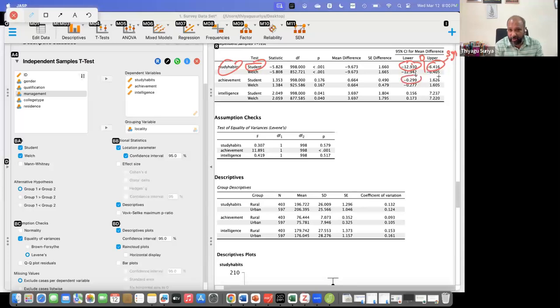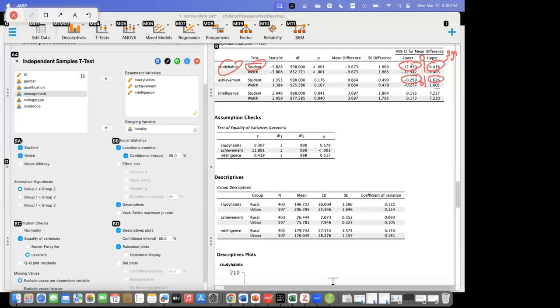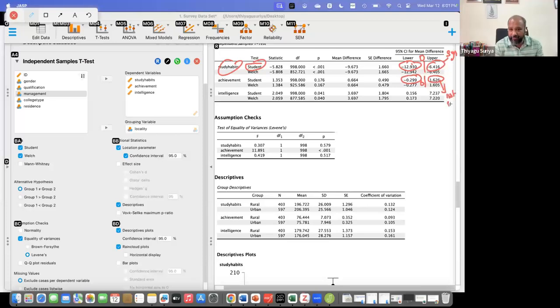Now, in this case, you can see this. It starts from minus 2.9 to plus 1.62. Whether 0 comes in between or not? Yes, between these two limits, 0 comes in between. Therefore, it is called not significant. Instead of looking at the p-value, we can look at this also. 0 means same. If 0 is not in between, it means not the same. You got it.